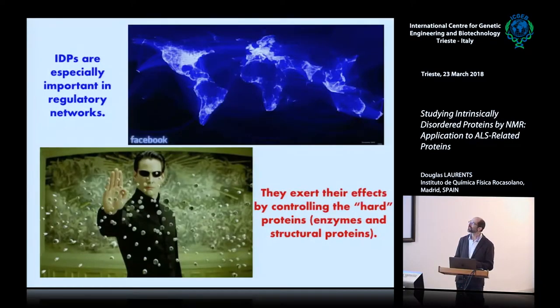And now we know that IDP proteins are very important in regulatory networks, in transcription, translation, gene regulation, and they act to control the other proteins. So if you remember the movie Matrix, right? Neo is able to stop all the bullets. He's controlling the hard proteins. The IDPs work the same way. They control the enzymes and structural proteins because they're the ones affecting regulation and transcription.